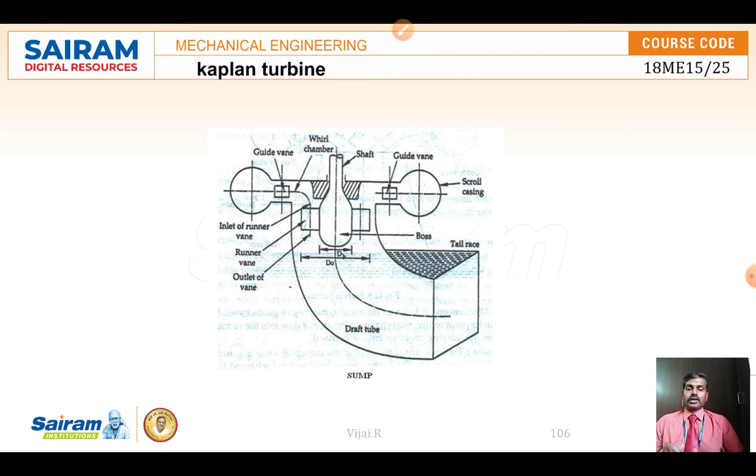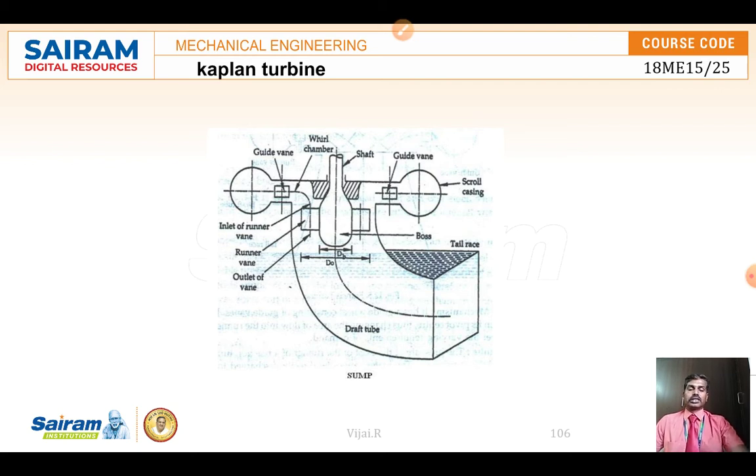There is also a spiral casing, as in the case of the Francis turbine. The water enters the spiral casing, comes through the gate vanes, enters radially, then falls down axially, that is, along the axis of the turbine shaft. The shaft consists of a boss with blades at its periphery. When the water flows through the gate blades and hits the runner blades, the blades rotate because of the reaction forces. Then the water falls down and goes to the tail race.